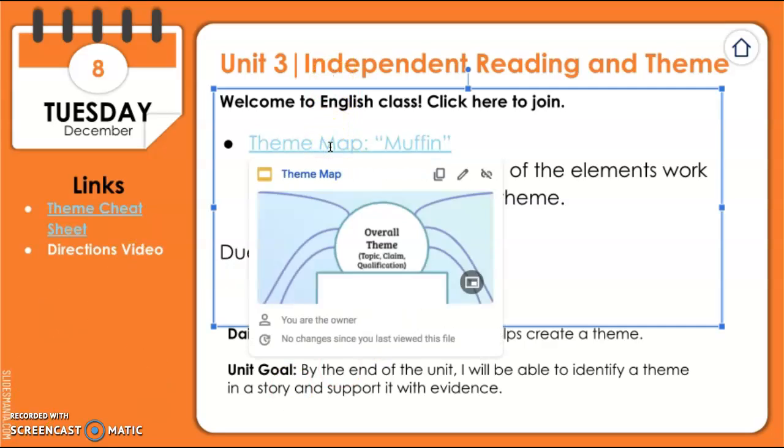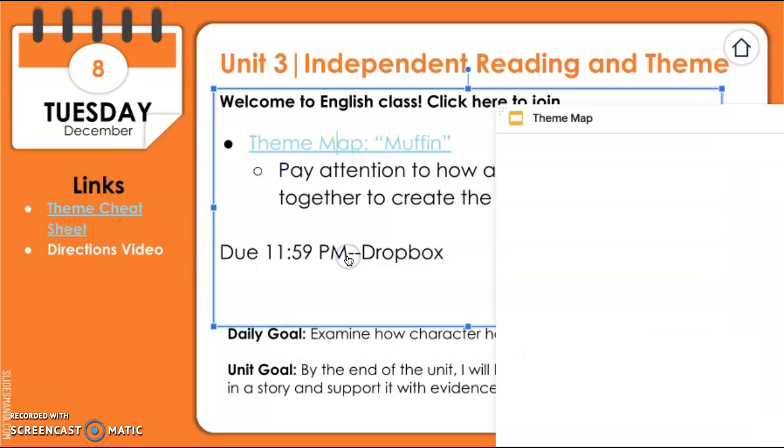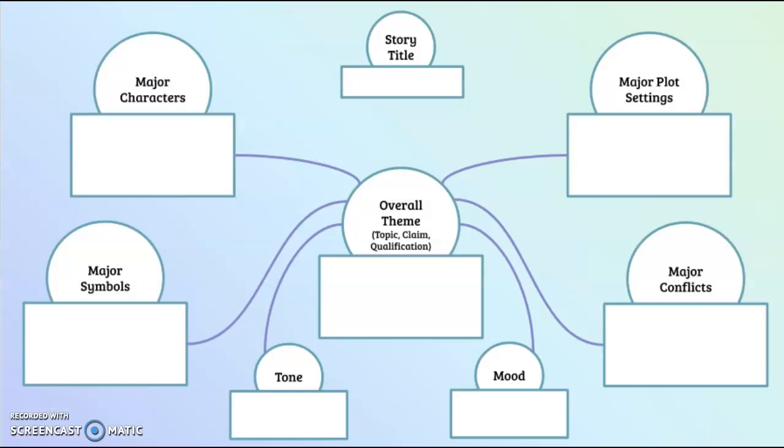So if you click on this, let's make that bigger. It'll ask you to make a copy. So you're going to be doing this with Muffin. So up here, you'll type in Muffin, and then I want you to go through the story, think about the major characters, the major symbols, the tone, the mood, the major conflicts, and the major plot settings. You guys have already looked at all of these things with Muffin, so it should be easy to just plug them in where you need them.